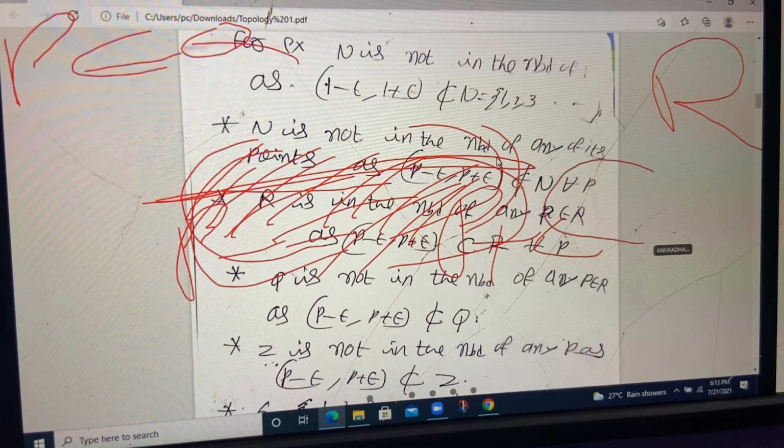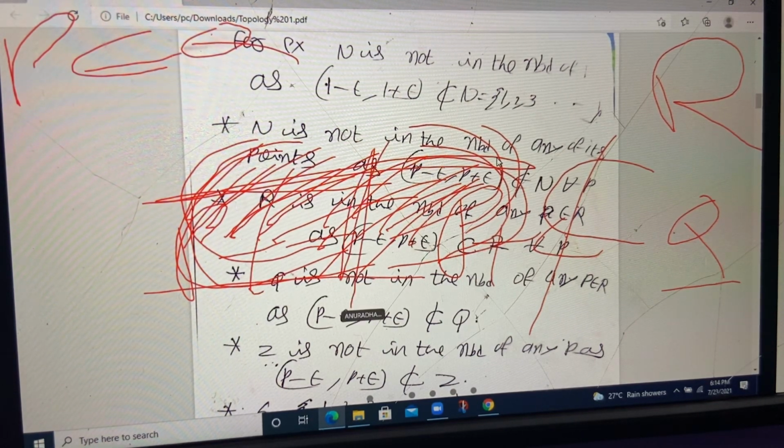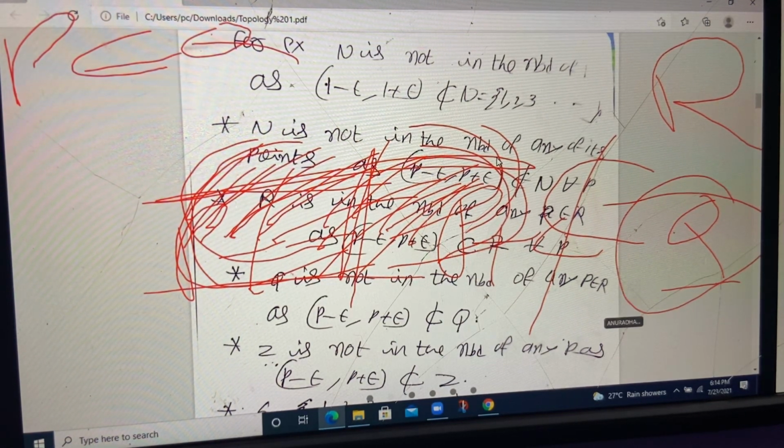So we cannot say this is contained in Q. Why can we not say? When do we say this is contained in this? Every point here is a point here. So whenever you take an open interval, it contains reals. Reals means rationals, and not only rationals, it contains irrationals also. But this does not contain irrationals.